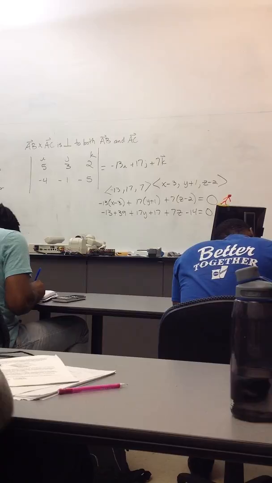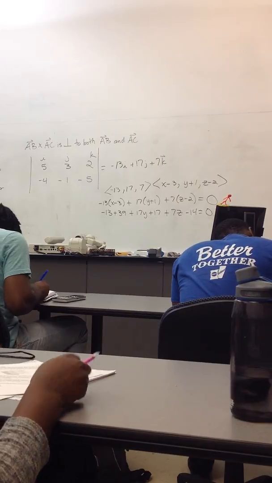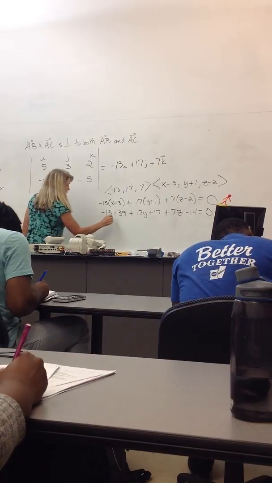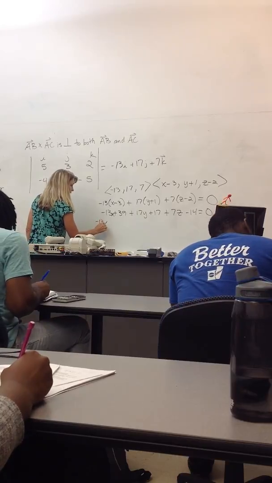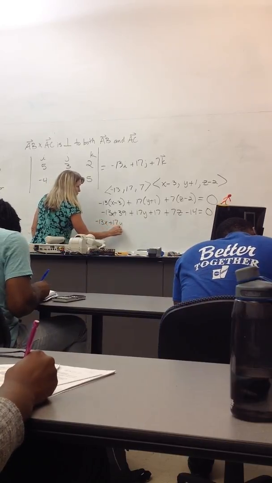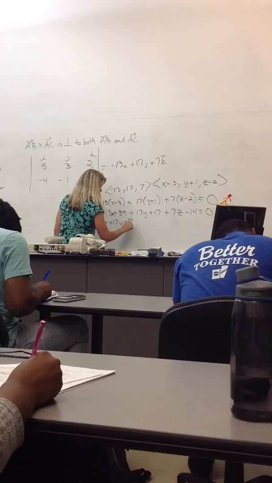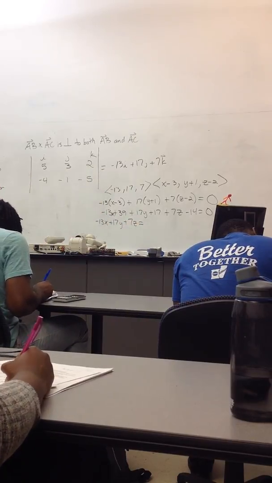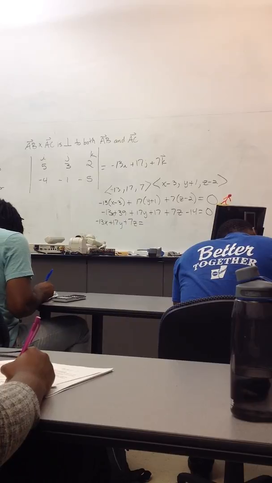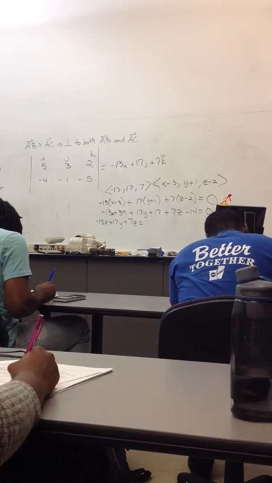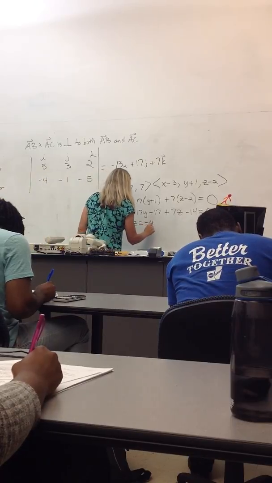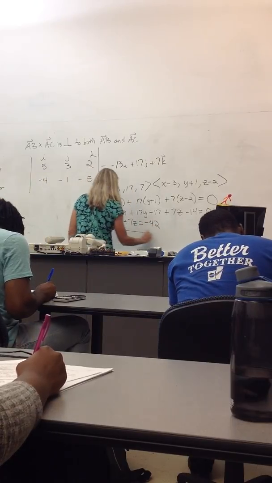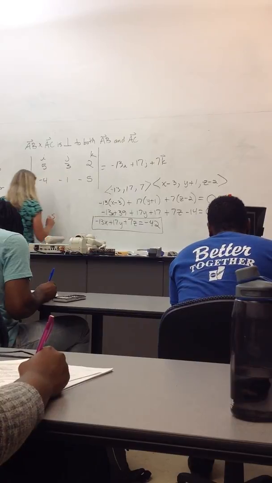So I distributed through, and then I'm going to put all the variables on one side, and I will put the constant on the other side, because that's kind of the standard way that you'll see. So, 17 and -14 would be 3, and 3 plus 39 would be 42, so move it over to the other side, I'll make it 42. So this is sort of my standard form.